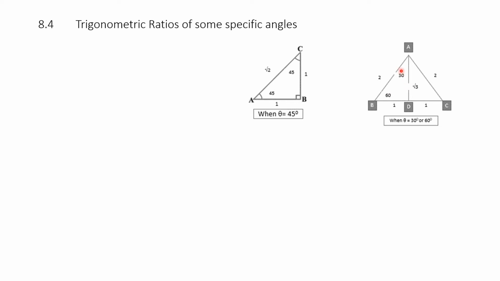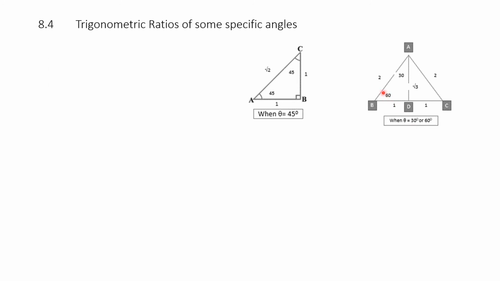So, sin 30 is opposite side by hypotenuse, 1 by 2, and cos 30 is adjacent side by hypotenuse, that is root 3 by 2, and tan 30 is opposite side by adjacent side, that is 1 by root 3. Similarly, we can calculate the values of cot theta, cosecant theta and secant theta for 30 degrees. Now, to find the trigonometric ratios, take this angle 60 degrees.